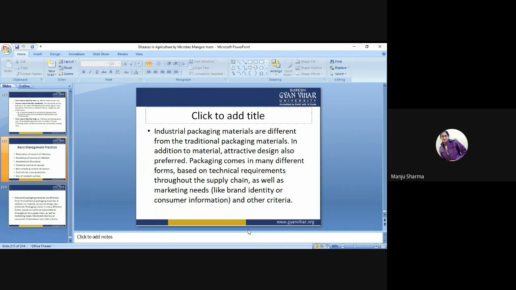Industrial packaging materials are different from the traditional packaging materials. In addition to material, attractive design is also preferred. Then packaging comes in many different forms based on technical requirements throughout the supply chain, as well as marketing needs like brand identity or consumer information and other criteria.